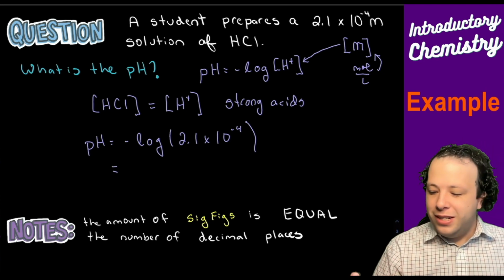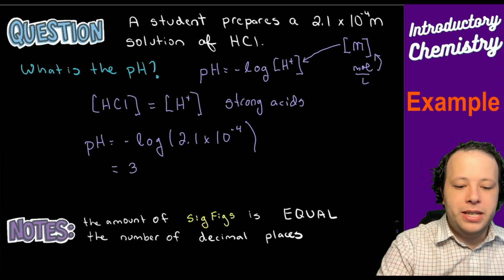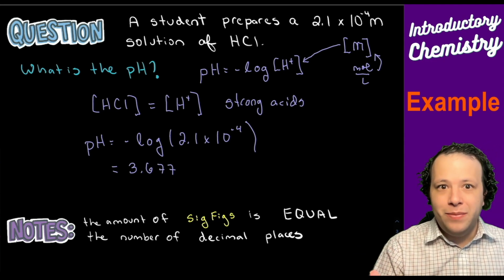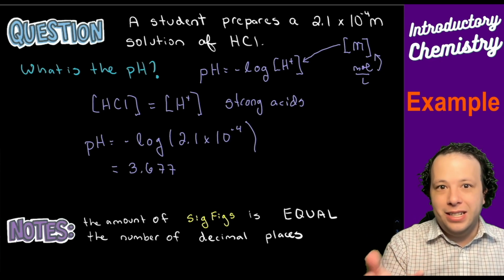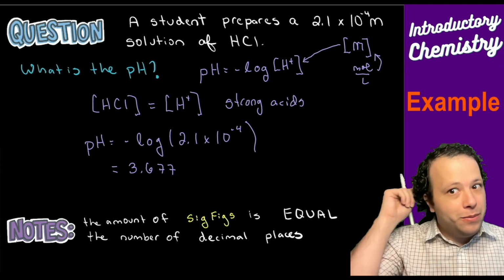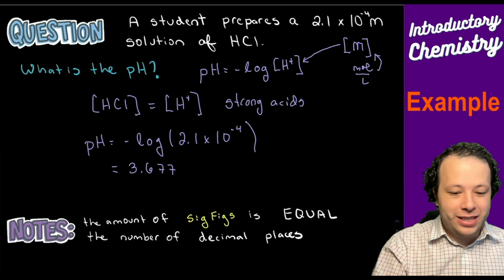Now, when you put that into your calculator, what you're going to get is 3.677 as your number. So that's telling you how many times 10 is fitting into this calculation when we are trying to calculate this.